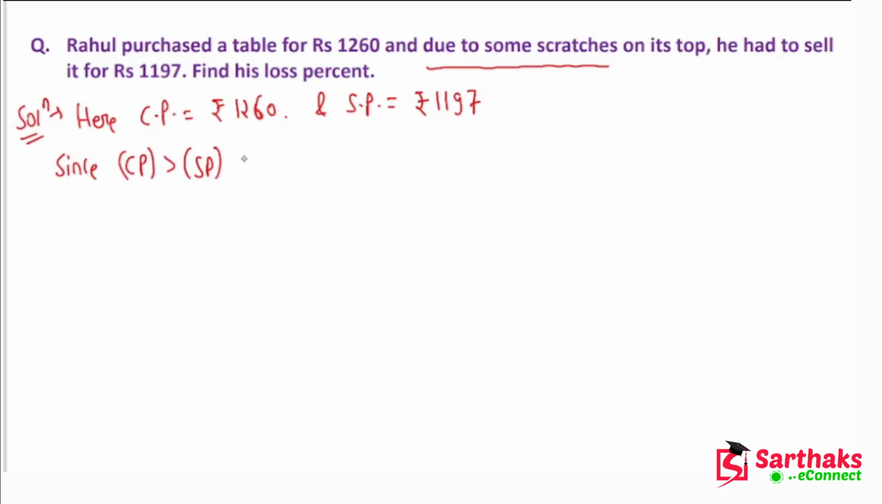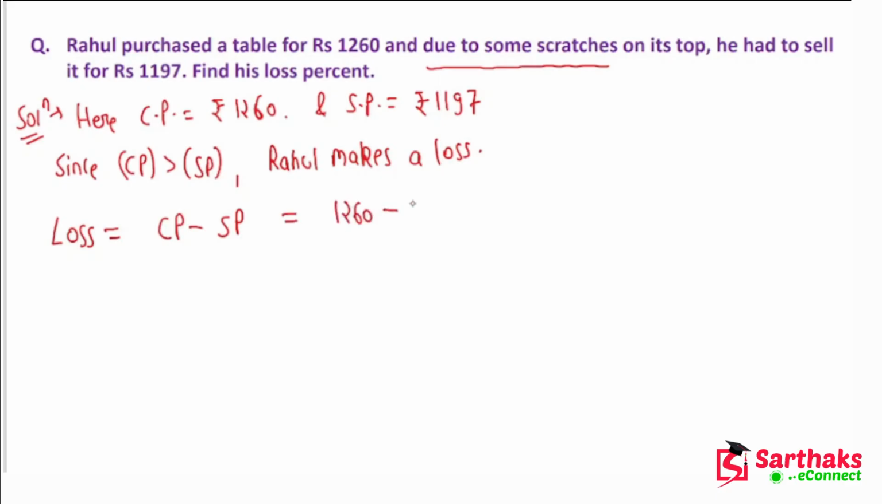Okay, and what is the loss? Since cost price is greater than selling price, Rahul makes a loss, right? Now he is making a loss, so we have to find the loss percent. First of all, let us calculate the loss he is making. Since CP is greater, we'll have CP minus SP, which is nothing but 1260 rupees minus 1197 rupees, which is rupees 63. So rupees 63 is the loss he is making on this cost price.